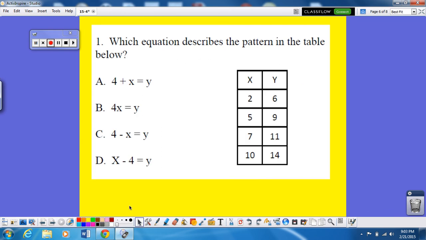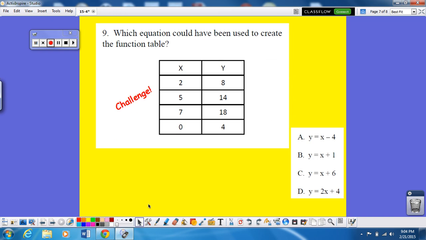Which equation describes the pattern in the table below? So here, again, we're just going to be substituting. 4 plus x equals y. 4 plus 2 does equal 6. 4 plus 5 equals 9. That works. 4 plus 7 equals 11. So this was easy because our very first choice was the correct answer.